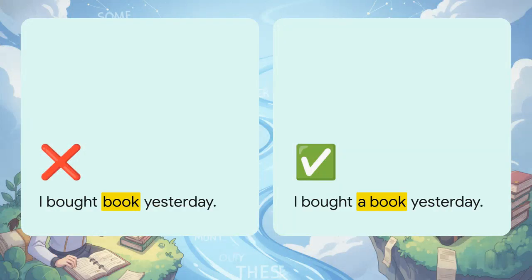Now, saying "I bought book yesterday" makes perfect sense in some languages, but in English, leaving out that determiner makes the speech sound really unnatural and incomplete. Adding that single tiny letter A, saying "I bought a book yesterday," acts as a signpost telling the listener, hey, I'm talking about one general item. These small words really do make a massive difference in fluency.